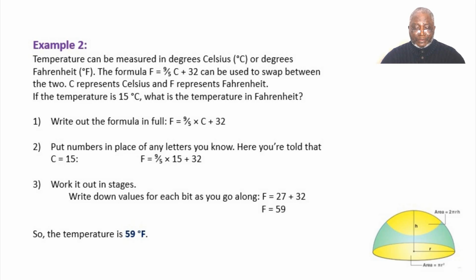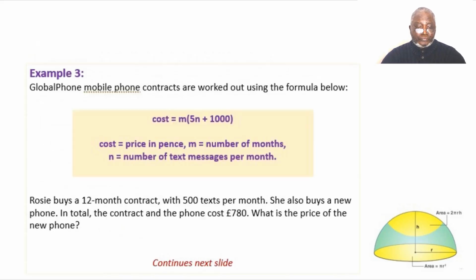9/5 times 15 is equal to 27. So you go back to 2. So the temperature is 59 degrees Fahrenheit.